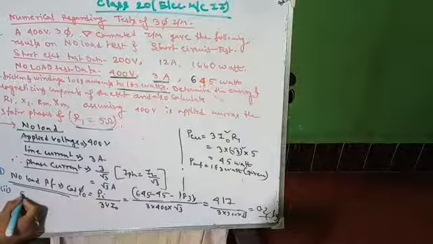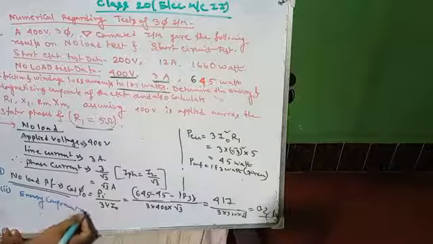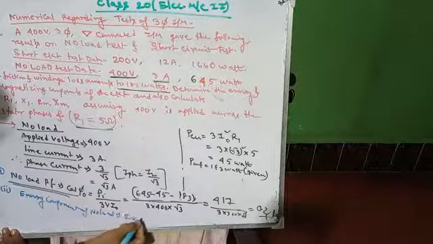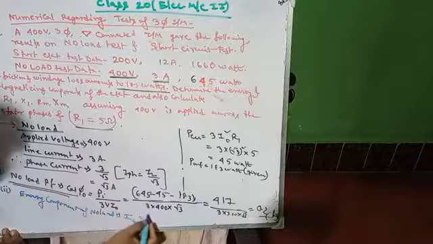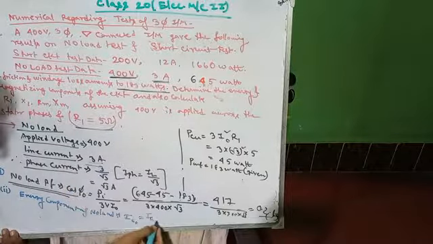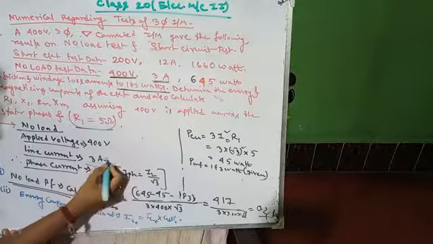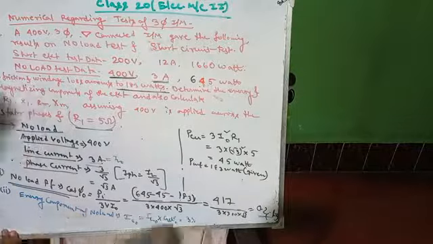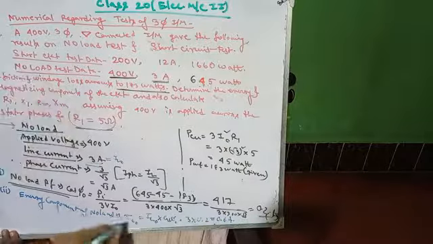Next, Roman 2: the energy component of no load current. That is IE naught, which equals the line current IL naught into cos phi naught. This is your formula. That equals 3 into cos phi naught, which is 0.2, that is 0.6 ampere. So the energy component of no load current equals 0.6 ampere.